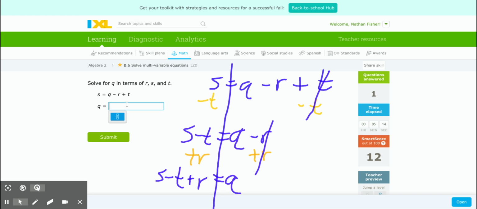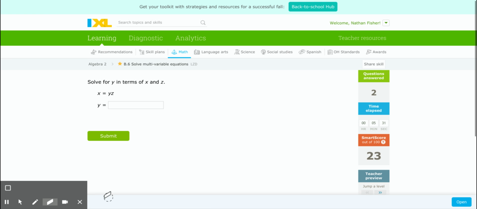Let's put that in. Q equals, it already gives you that, so I'm going to write S minus t, and then plus r. Double check, s minus t plus r should be good. Excellent. Okay, let's see if we can't jump up at all if it looks any different.